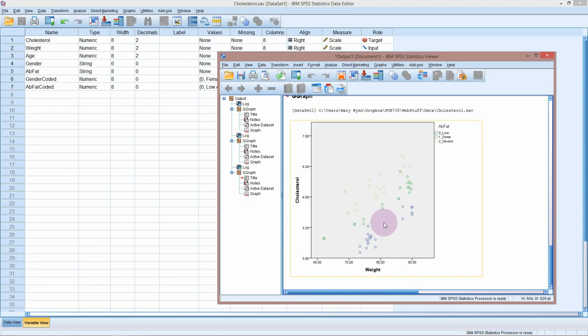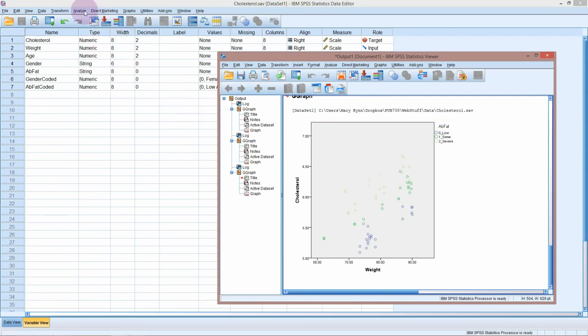And it looks like here that even inside this relationship of cholesterol increasing as weight increases, there is a higher increase in cholesterol for people with severe abdominal fat than there is for people with low abdominal fat. And so we're going to look at this with the model.